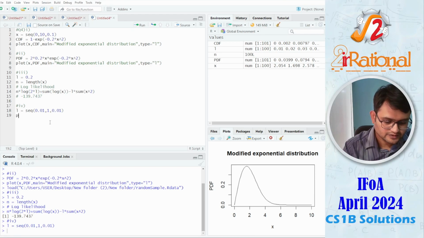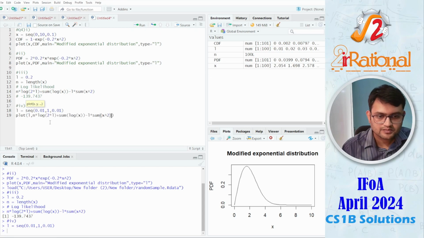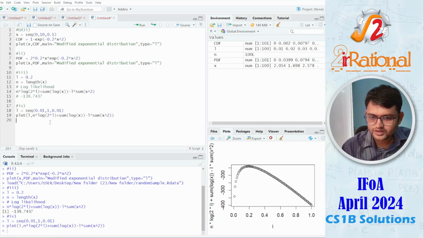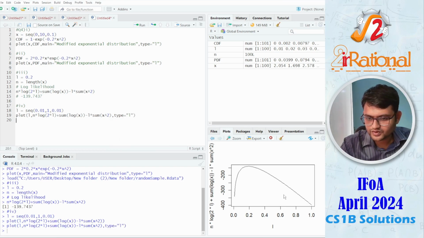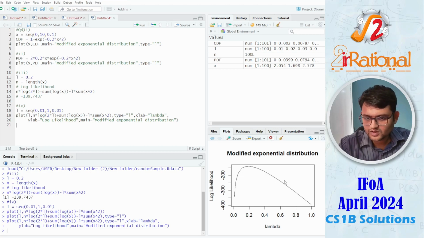This is the function of log likelihood, and I've already written it in terms of L, so it will change according to L. So I'll plot L comma this. Let me check. Seems fine. Now I would like it to have a line, so again type this, L, here we go, and I would name it properly. So I have the name modified exponential distribution log likelihood here, and I have lambda here.